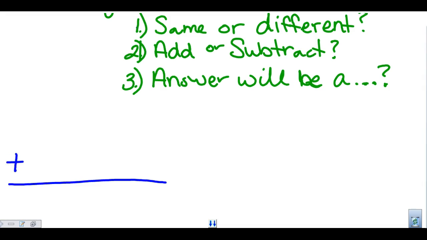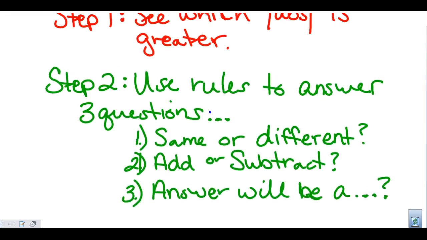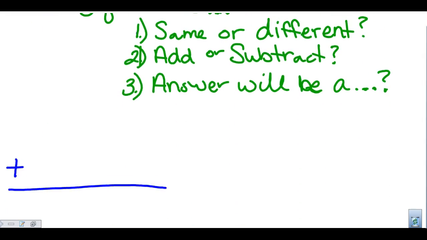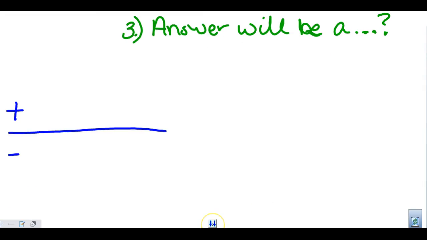And then the last question, our answer in fact is going to be a negative. We have 2 negatives and we're adding them together. So essentially we're digging ourselves that bigger hole. So we're going to end up with a negative in the end. And that's step 2. By the end of step 2, you should know that you're either adding or subtracting the absolute values and what the sign is going to be of your answer. That way you don't forget that sign at the end.